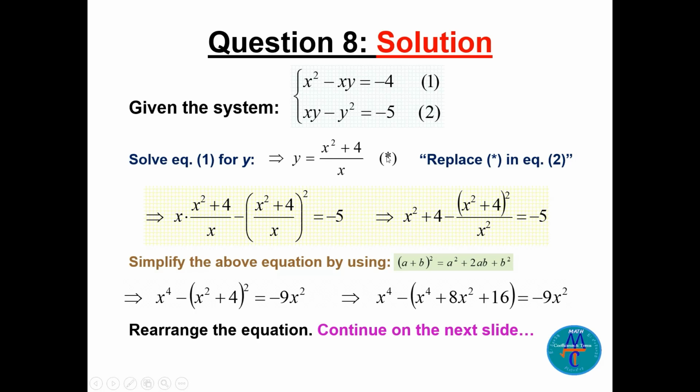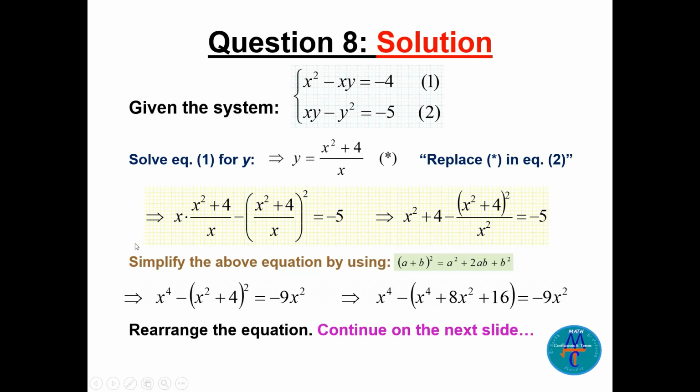Let's call this one star, and we replace star in equation 2. Now be careful here. x times y is x squared plus 4, minus y squared, all this we make squared, and it is equal to minus 5. Now you have to rearrange the equation. You can do it the way you like, the easiest way. Cancel the x here. We get x squared plus 4. Here we split the power to (x squared plus 4) all squared divided by x squared. So we have to do two things here. We need to multiply the whole equation by x squared.